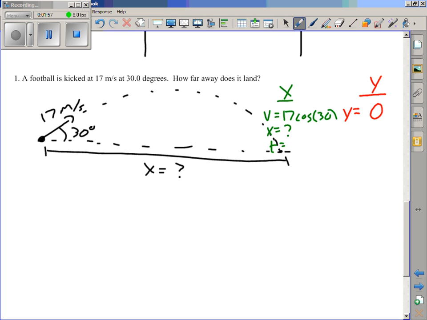If you need to, think of an xy coordinate system. Here's your y-axis, here's your x-axis. What is this line in the y-axis? Zero, right? This is zero. Anything that lands and starts along this line has a displacement of nothing. So this has a displacement of zero and an acceleration of negative 9.8 meters per second squared.